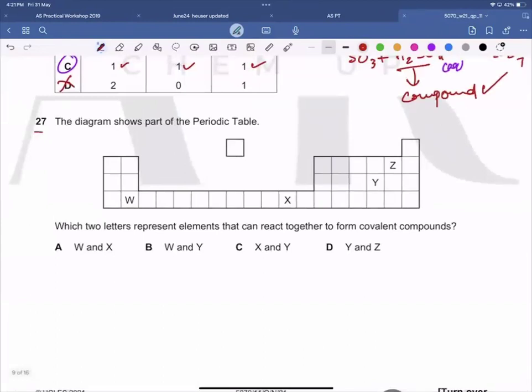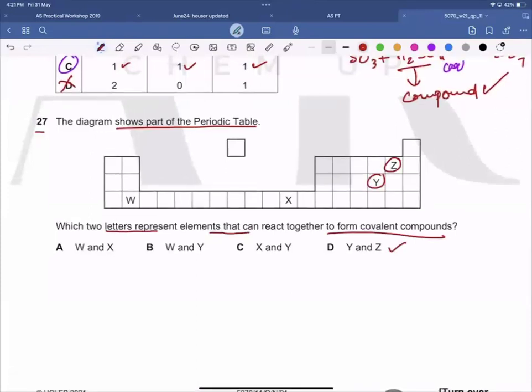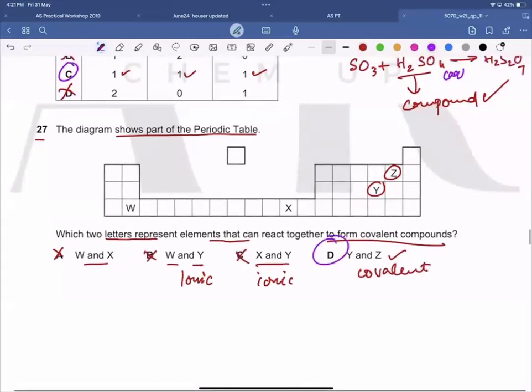Now, question number 27. The diagram shows part of the periodic table. Which two letters represent elements that can react together to form a covalent compound? The correct answer is D. W and X do not form a compound together. W and Y can form an ionic compound together. X and Y can also form an ionic compound together. And Y and Z are going to form a covalent compound together. So A, B, and C go wrong, and D is the correct answer.